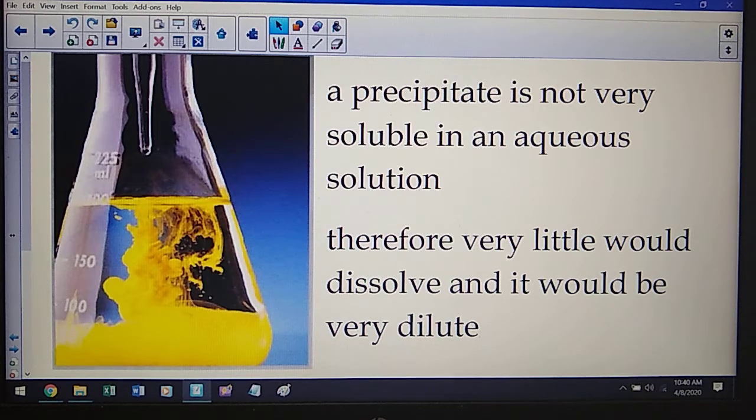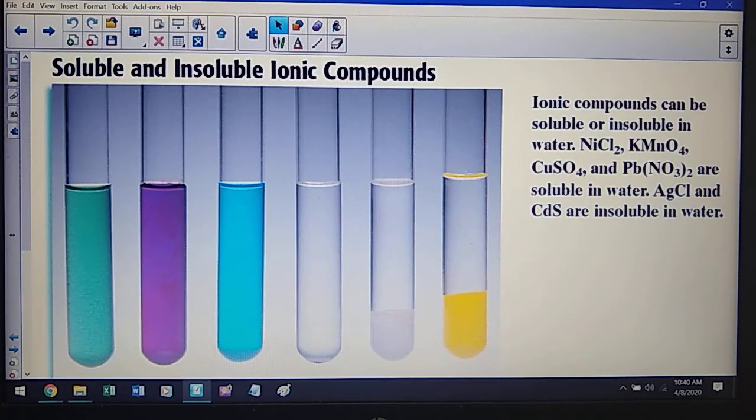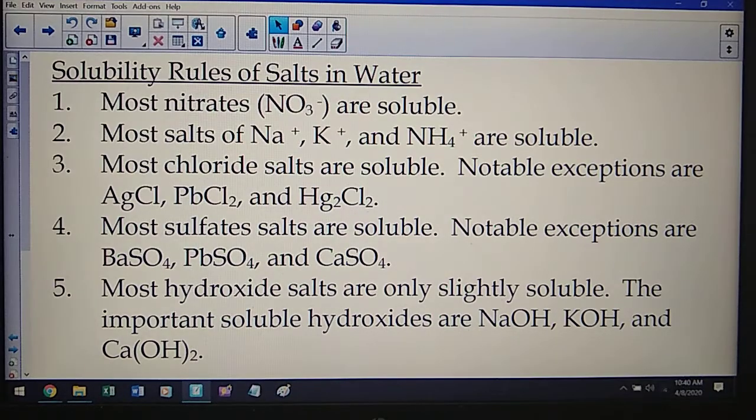Now, precipitate is not very soluble in an aqueous solution, and therefore maybe it would be considered dilute because not a lot is concentrated. There are rules to determine what can dissolve and what can't dissolve in water. Not every ionic compound is insoluble. Not every ionic compound is soluble. And there are, like I said, general rules, and they're found in the description for this video.